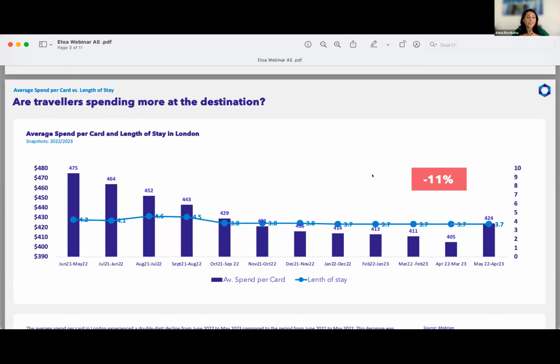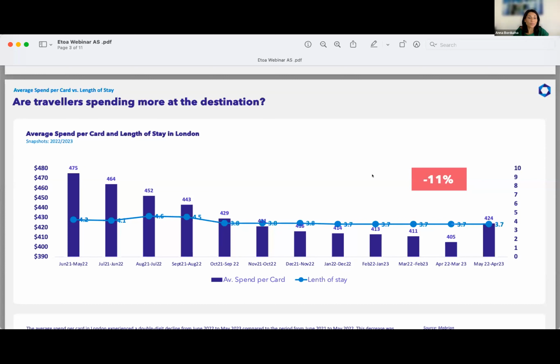So from what we can see, we analyze here the average spend per card holder per month. We can definitely see a downward trend. The spend per card holder is decreasing. And in order to see what the main reasons for that are, we also added to this analysis the analysis of the average length of stay, also based on the same data source.